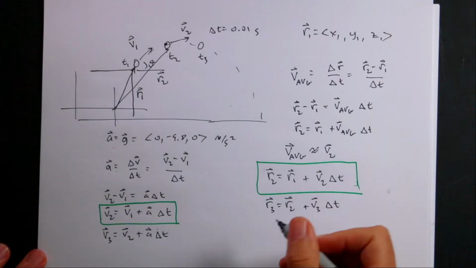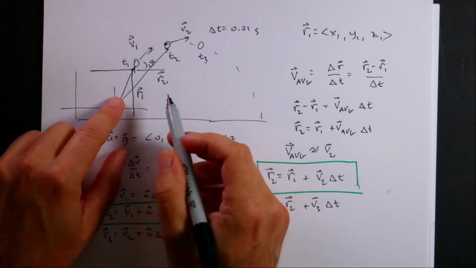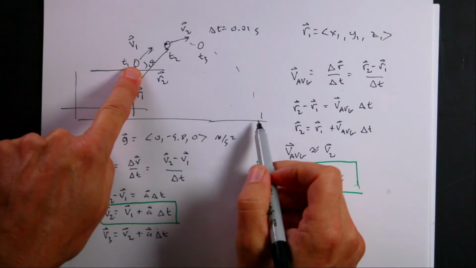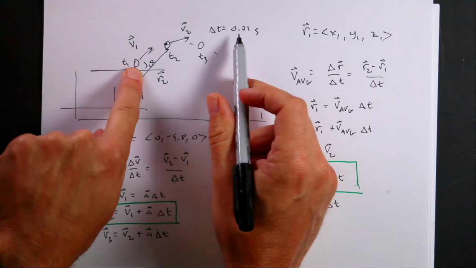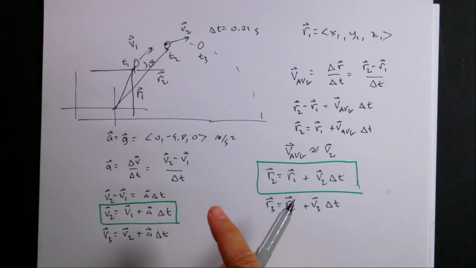And then I can do the same thing for 4. I can do the same thing for 5. I can do the same thing for 6. I can break this up. Now, if this takes 1 second to get over here and have a time step of 0.01, that means 100 of these calculations, and nobody wants to do that.